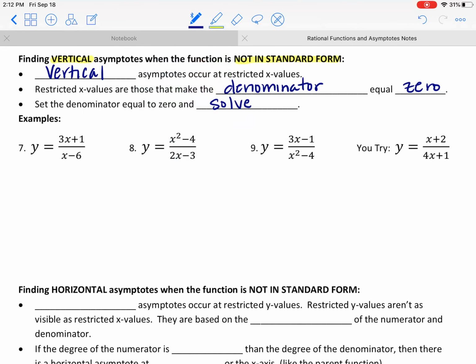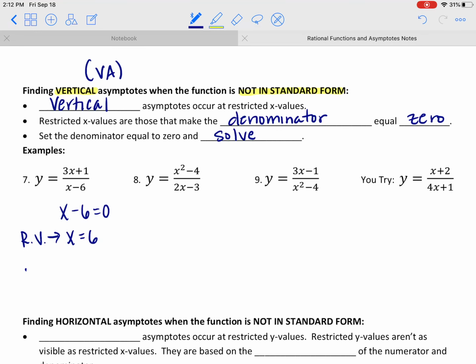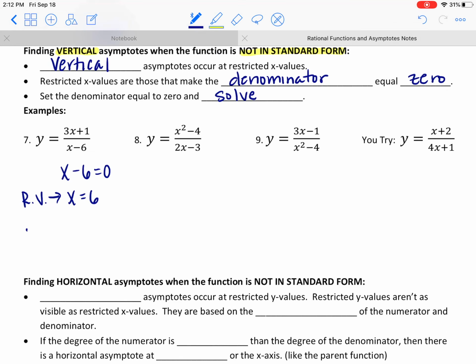Now, some of this solving we can do in our heads, I'm hoping. So x minus 6, if we find what makes that equal 0, all we'd have to do is add 6, right? So x equals 6 is our restricted value. That means we are going to have a vertical asymptote in this graph at x equals 6. So this is a restricted value, okay? That means we're going to have a vertical asymptote. I'm hoping we're okay with just abbreviating vertical asymptote VA. I did that already on the other side. But we're going to have a vertical asymptote at x equals 6, okay?